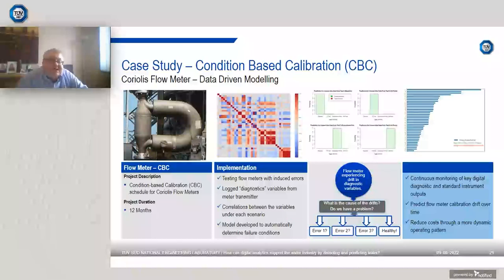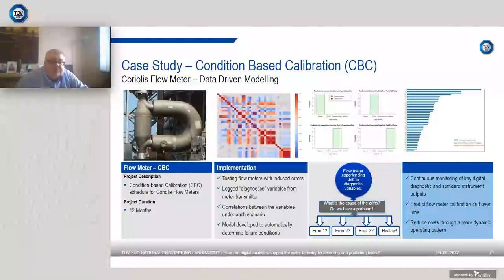By implementing a condition-based calibration schedule, end users, in theory, have the ability to reduce costs through a more dynamic operating pattern. This is achieved by continuous monitoring of key digital diagnostic and standard instrument outputs, which are then compared to known baseline conditions. In addition, with enough historical data, condition-based calibration systems can be used to predict device calibration drift over time and correct for this.